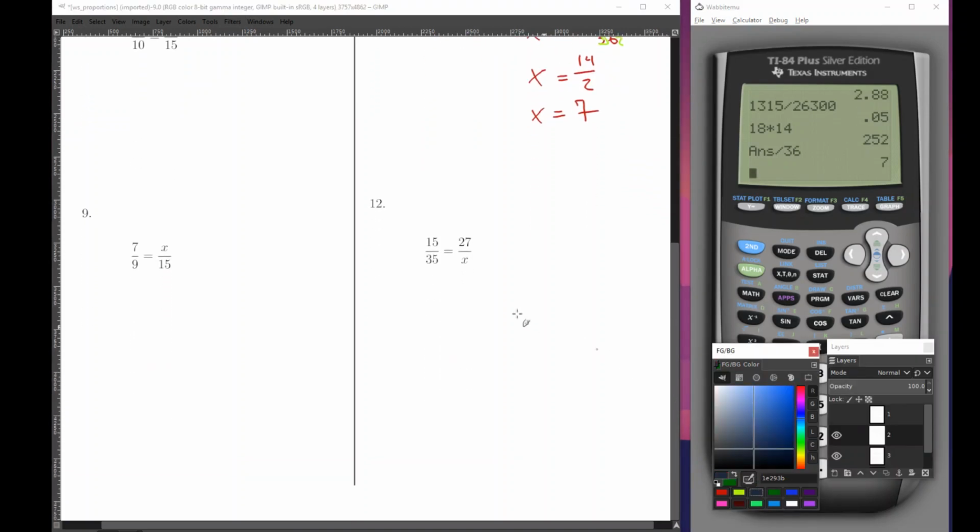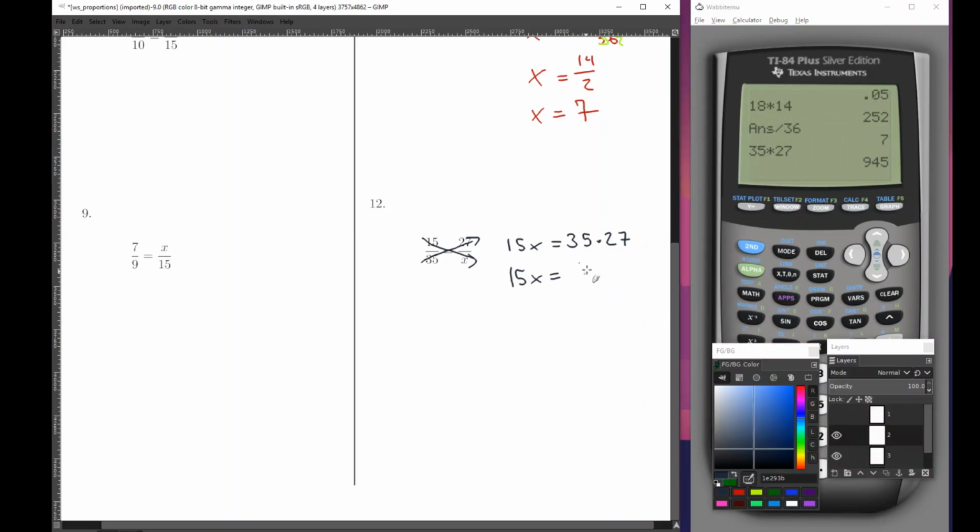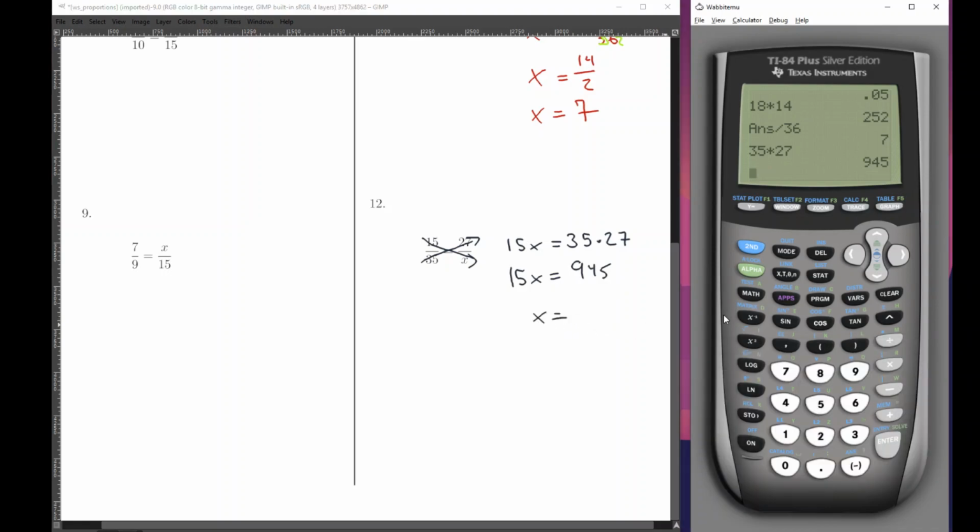So like for number 12 here, I'm going to cross multiply, 15x, and that's going to be equal to 35 times 27. So 15x will be equal to 35 times 27, 945. So x is equal to 945 divided by 15. 63.